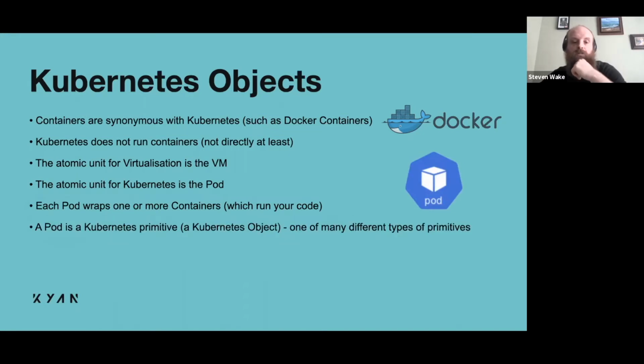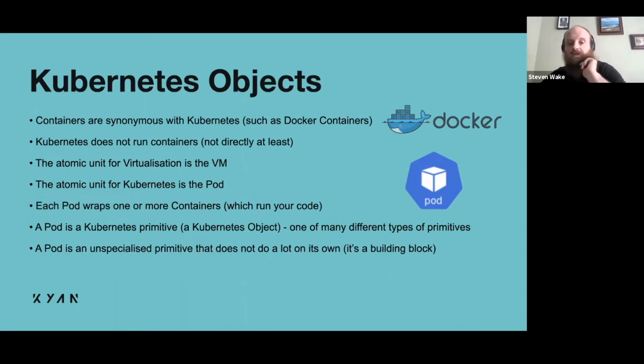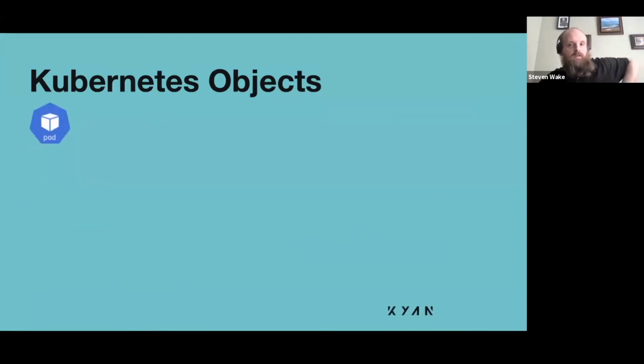A pod is a Kubernetes primitive, a Kubernetes object, and it's one of many different types. It's an unspecialized primitive. It doesn't do a lot on its own. It's simply a building block. So these are some of the popular Kubernetes objects. You've got pods, previously discussed. Deployments wrap pods and allow for things like scaling and rolling updates, allowing you to expand and contract the number of pods that you run. It also allows you to expand and contract the resources that the pods have, so it allows scaling both horizontally and vertically.